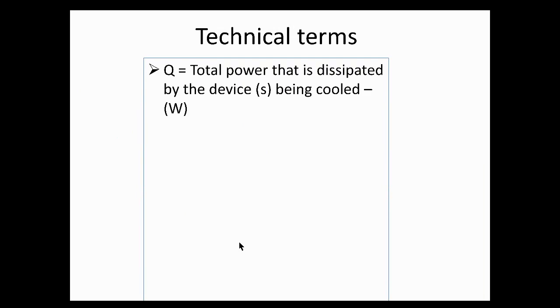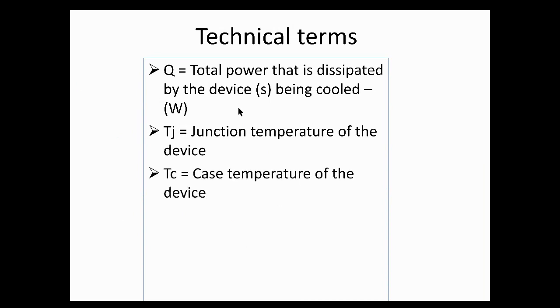All right, now I'm going to get into some technical terms here. I will illustrate them. Q, I'm going to use Q for the total power that is dissipated by the device that is being cooled, and we measure that in watts. Now the next one, I'm going to use TJ, that's your junction temperature of your device. And TC, that's the case temperature of your device.